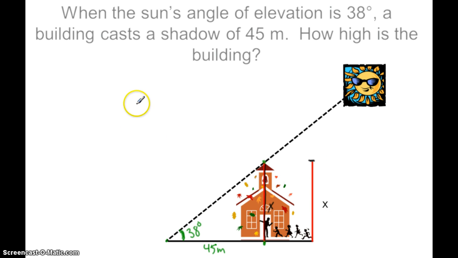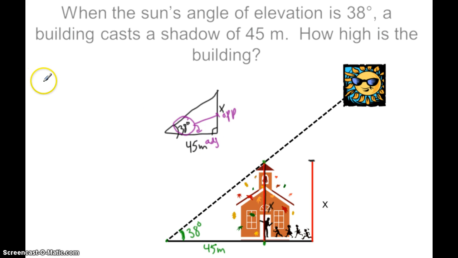Okay? So again, I find that when I have all this picture stuff, it's easier just to redraw my picture. I'm going to redraw this triangle, get rid of everything I don't need. I have 38 degrees here, a 45 meter shadow, and some unknown height with a right angle. So again, just like we just did, I'm going to use that angle. The sides I have are the opposite and the adjacent. So I'm going to use tangent of 38 equals opposite over adjacent.